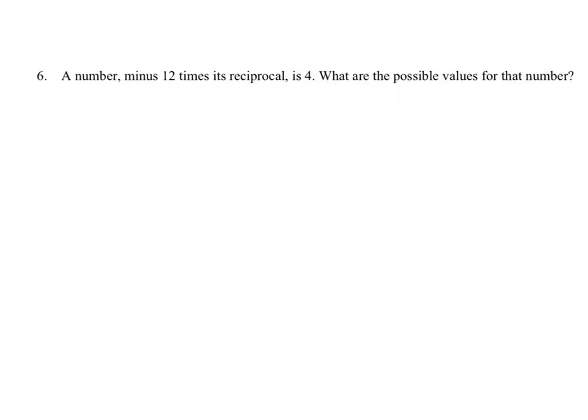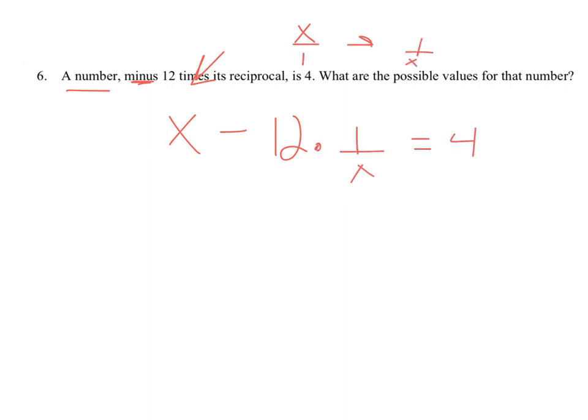This one says a number minus 12 times its reciprocal is 4. What are your possible values for that number? So I'm going to write a number, which is x, minus 12 times its reciprocal. Reciprocal means I'm going to make the reciprocal of x. The reciprocal of x, if it's x over 1, becomes 1 over x. So it'll be times 1 over x is 4. Now I'm going to clean this up. I'm going to multiply these guys, so I'll get x minus 12 over x equals 4.